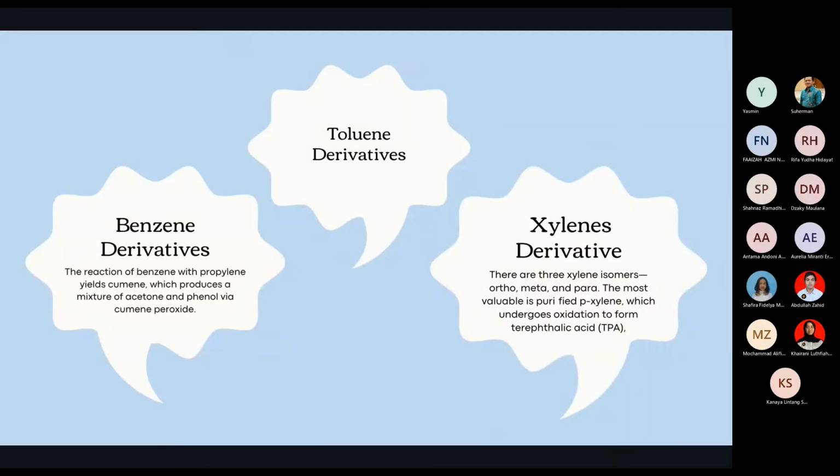In the BTX derivatives, we have three types of derivative. The first one is the benzene derivative, which is the reaction of benzene with propylene yielding cumene, which produces a mixture of acetone and phenol via cumene peroxide. And then the second one, we have the toluene derivative. And lastly, we have the xylenes derivative, which has three isomers: ortho, meta, and para, of which the most valuable is para-xylene, which undergoes oxidation to form terephthalic acid.